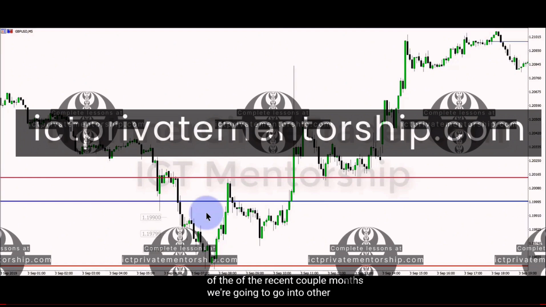We're going to go into other PD arrays. We'll be revisiting order blocks, bearish and bullish. We'll be doing breakers the same way. We're going to be doing vacuum blocks, which I have not spoken on at all. We're going to be doing a lot of stuff. Okay, but I have to start somewhere, and I just happen to use fair value gap because I think it's easy next to optimal trade entries.